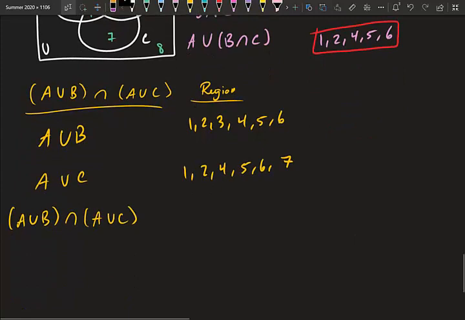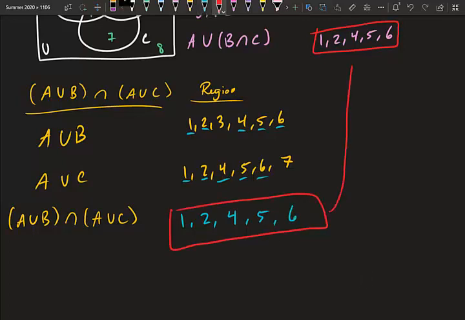Now we need to figure out where they intersect. So where they come together. So 1, 2, 4, 5, and 6. So let's see if they match. 1, 2, 4, 5, 6.